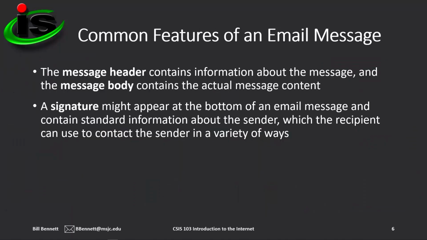There are many common features that we find in an email message. The message header contains information about the message, and the message body contains the actual message content. A signature might also appear at the bottom of the email message and contain standard information about the sender, which the recipient can use to contact the sender in a variety of ways.